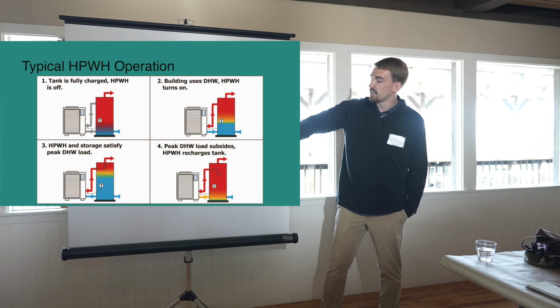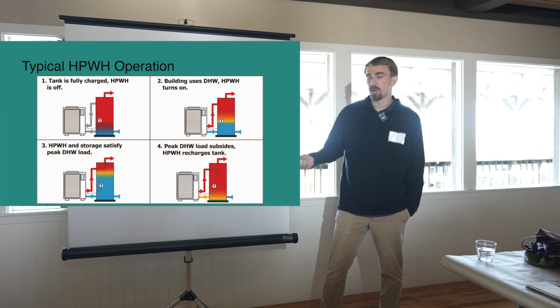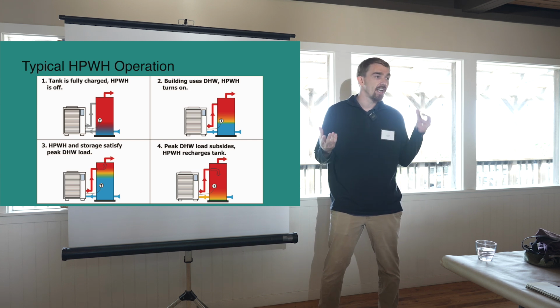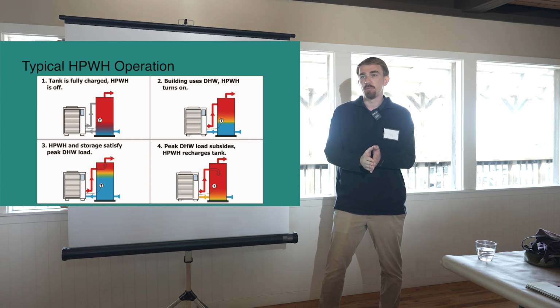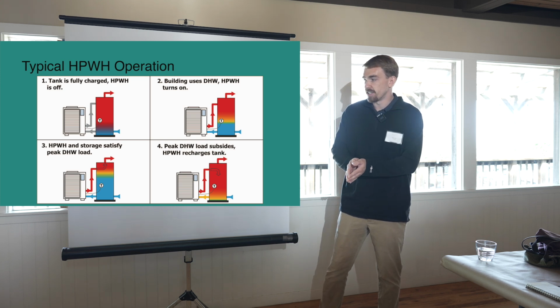So we have this nice layer of blue on the bottom, which is cold water that just fills the tank from the bottom up. And as soon as that cold water hits the sensor, the heat pump's going to turn on. And now your heat pump is running and your storage is providing water to the building. So that's how you're satisfying the peak load. The heat pump and the storage working together to satisfy this load in the morning.